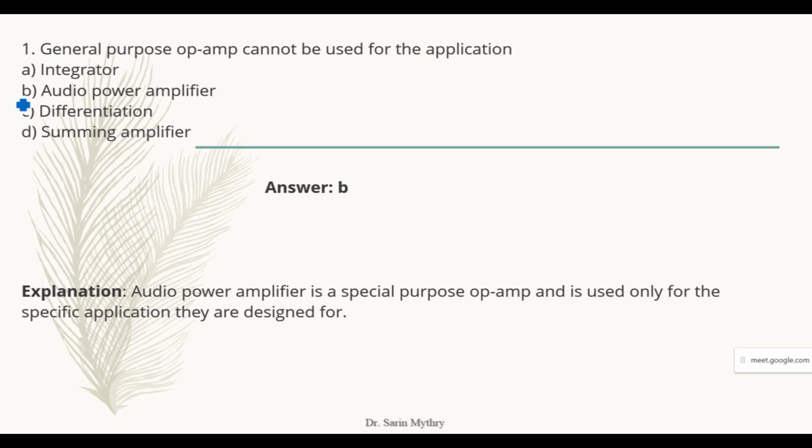But here in our question, it is asked which of these options is where op amp is used for a general purpose application. Audio power amplifier is a special purpose one. You might have seen power amplifiers, huge setups connected to big speakers. The sound goes through the mic into the amplifier, the amplifier amplifies it, and the output of the amplifier is given to the huge speakers. That setup is called a power amplifier.